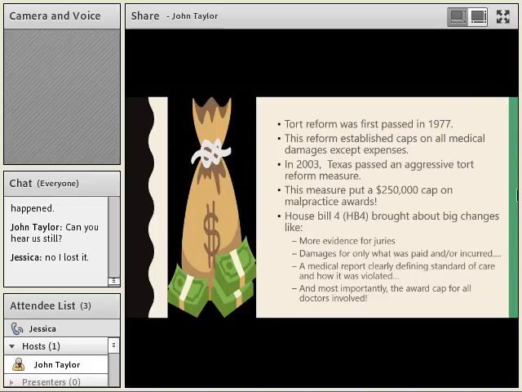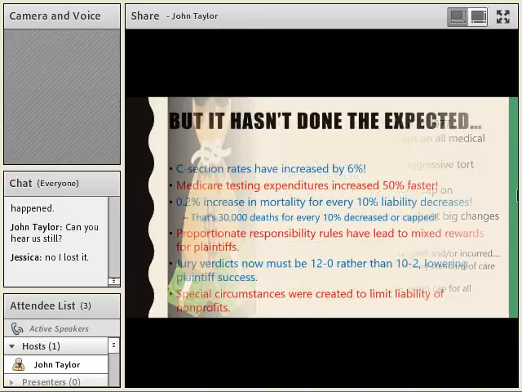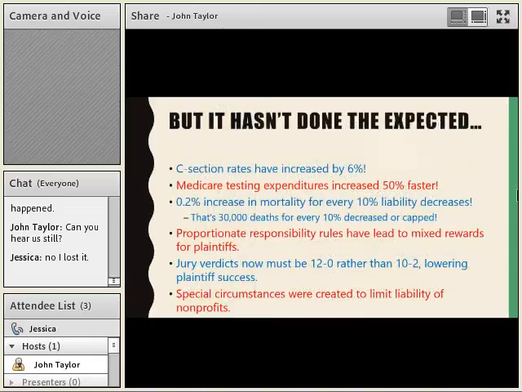The House bill that was passed brought these changes. They required more evidence for injuries. Damages were awarded only for what was paid and or incurred. A medical report was needed to clearly define the standard of care that was supposed to be provided and then specifically how it was violated. And the most important was the award cap for all doctors involved. So it didn't necessarily do what was expected.